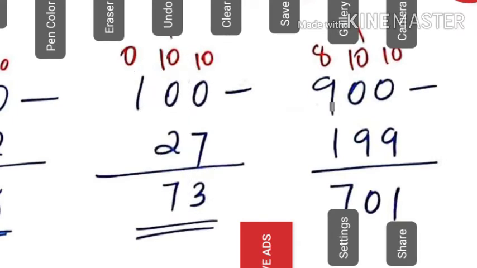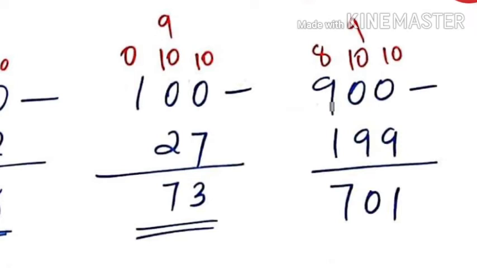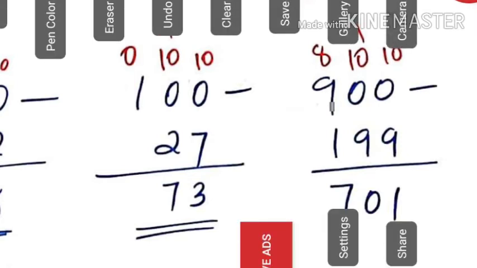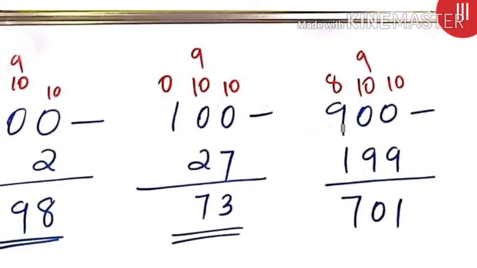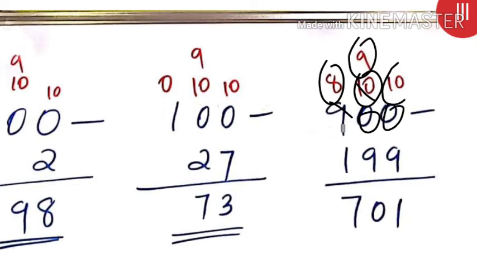In the last example, 900 minus 199. Just like the previous examples, while borrowing 1 from this 9, it becomes 8, 0 becomes 10. Now while borrowing 1 from this 10, it becomes 9 and this 0 becomes 10.